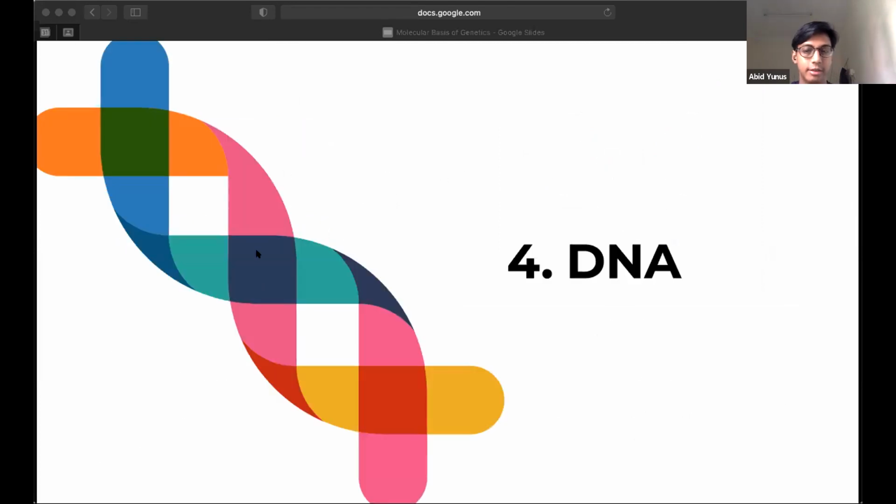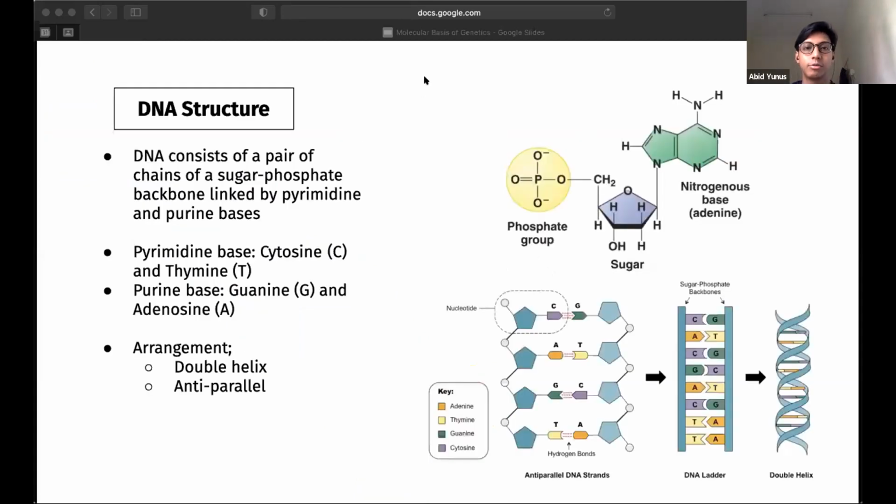Okay, next. And then we're moving on to the DNA. The DNA consists of a pair of chains of sugar phosphate backbone linked by pyrimidine and purine bases. If we look at the single nucleotide structure, we can see that the nucleotide has three components. One is the phosphate group, one is the sugar, and in the case of DNA, it will be the deoxyribose sugar. And then the third part is the nitrogenous base. For example, in this picture it is adenine.